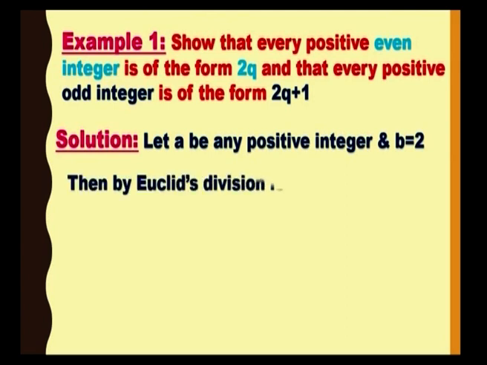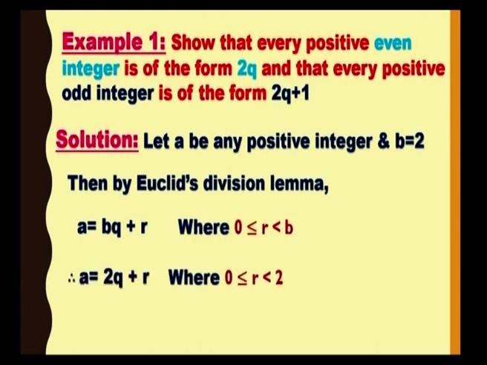Then by Euclid's division lemma, I can write a equal to bq plus r, where 0 is less than or equal to r less than b. Here I am taking b equal to 2. Substituting, I get a equal to 2q plus r, where 0 is less than or equal to r less than 2.